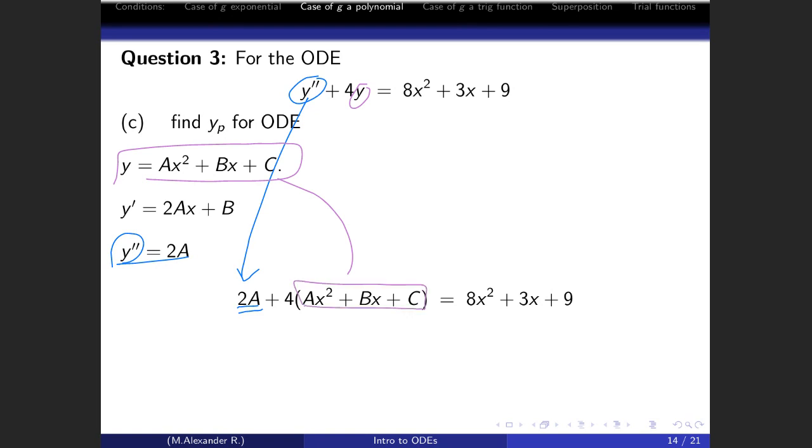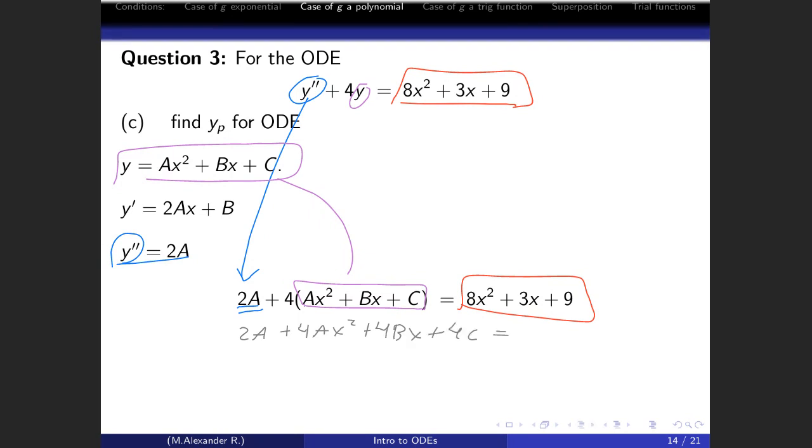And now on the other side, I just copy and paste my g function. That's my g function, and that's how I have my equation at the very bottom. Now we need to solve for a, b, and c in this algebraic equation. So let me distribute this out. This is where we get our algebra hat on. So this is 2a plus 4ax squared plus 4bx plus 4c is equal to 8x squared plus 3x plus 9. I just copy and paste the g function.